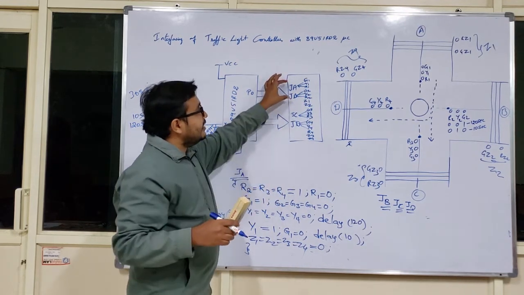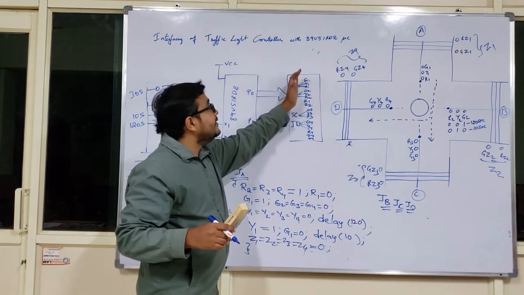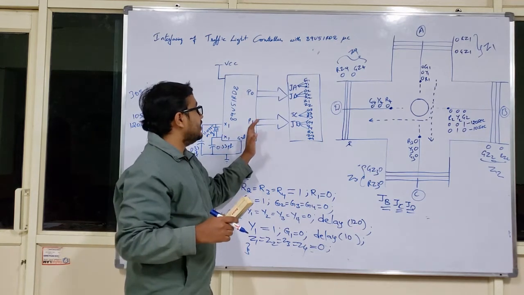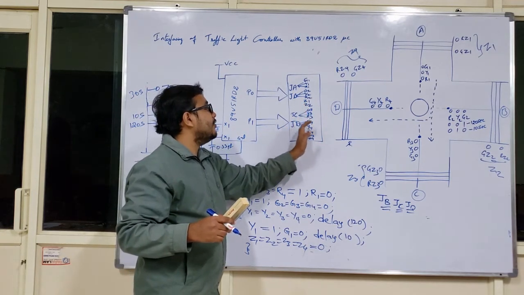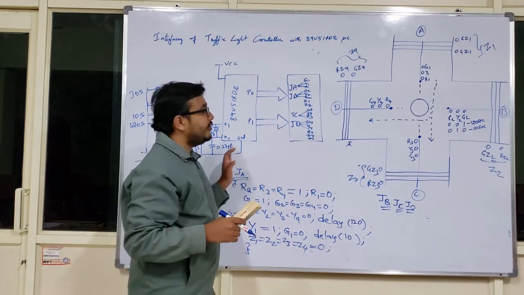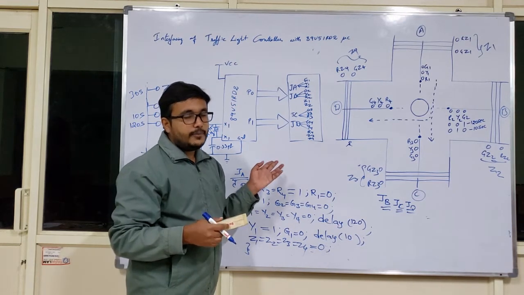That means junction A and junction B combination is having 8 lamps. These 8 lamps are interfaced with P0. Similarly, the 8 lamps of junction C and junction D are interfaced with P1 of your 8051 microcontroller. Now it is your job to do the programming.